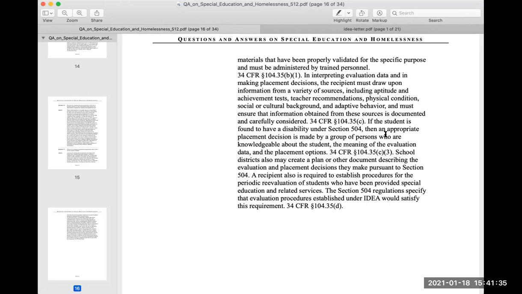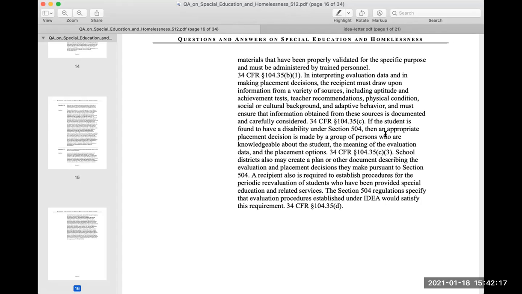104.35(c)(3). School districts also may create a plan or other document describing the evaluation and placement decisions they make pursuant to Section 504. A recipient also is required to establish procedures for the periodic re-evaluation of students who have been provided special education and related services. The Section 504 regulations specify that evaluation procedures established under IDEA would satisfy this requirement. 34 CFR paragraph 104.35(d). Page 16. Questions and answers on special education and homelessness.